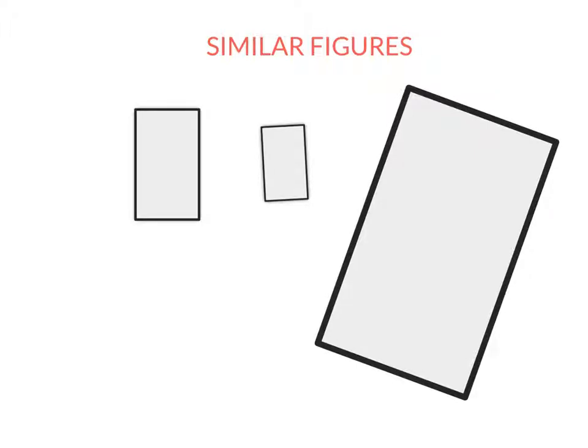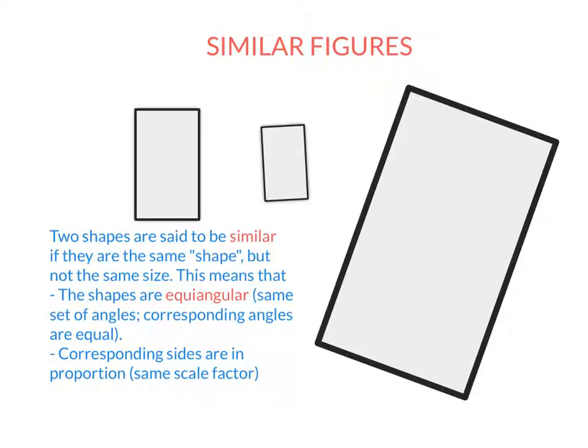But let's go through a more definitive way to tell whether or not two shapes are similar. Basically, two shapes are said to be similar if they are the same shape but not necessarily the same size. So they can't just both be triangles, they both have to be equilateral triangles or whatever. More formally, two shapes are said to be similar if they are equiangular, so that means that pairs of corresponding angles are equal, and also pairs of corresponding sides are in the same proportion.